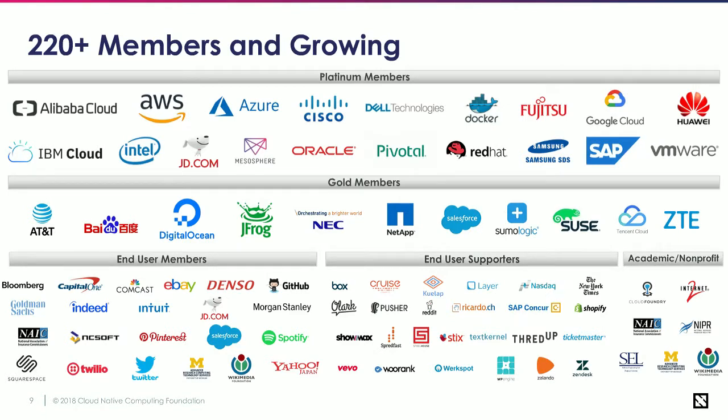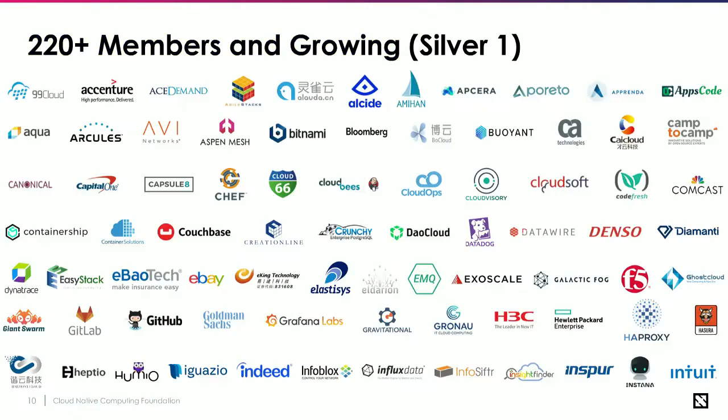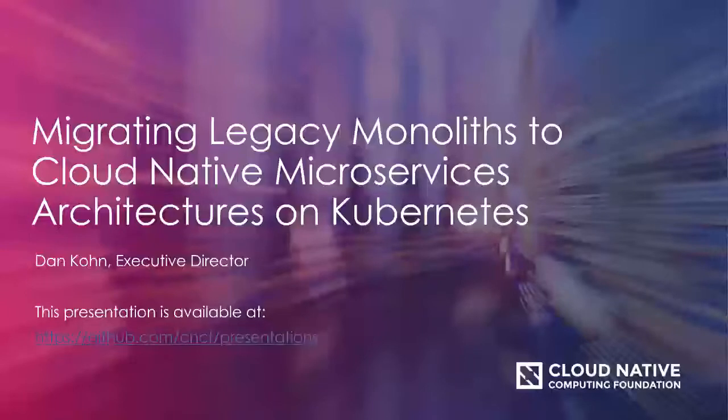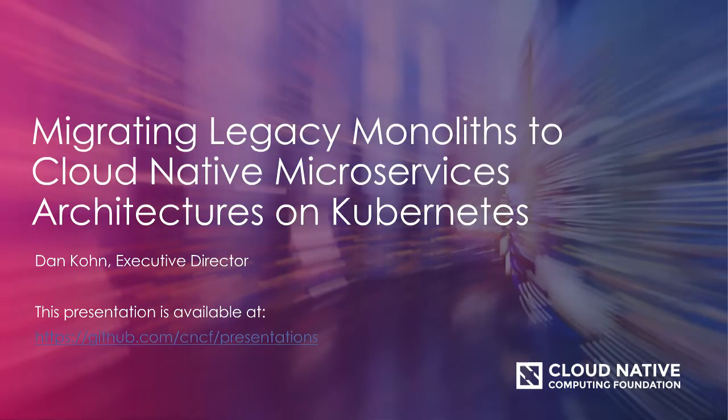I mentioned our large number of members. Here's our 19 platinums, our 12 golds, the end user members and the end user supporters, academic nonprofits, and then very quickly the 220, we have 150 now silver members. Here's half of them, and here's the other half. So again, just a fantastic number of names here that we're really thrilled to be aligned with. Okay, so that's the kind of quick background on CNCF.